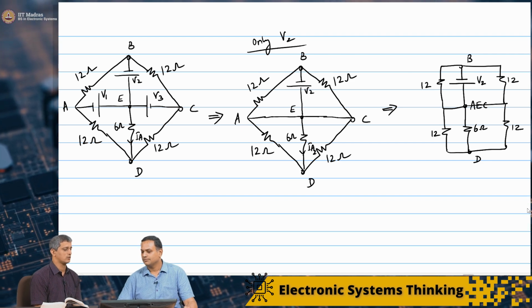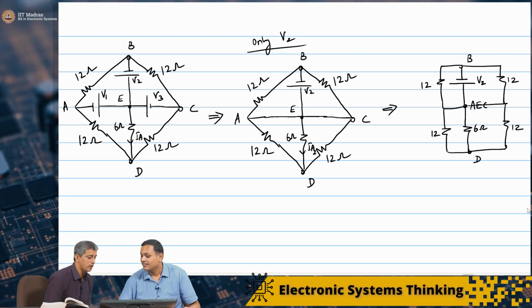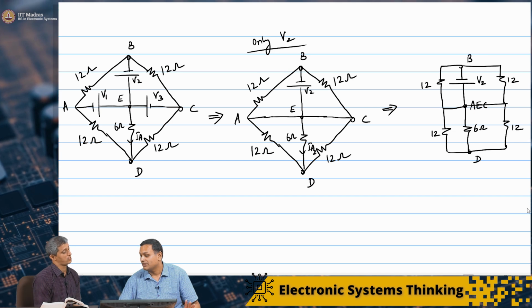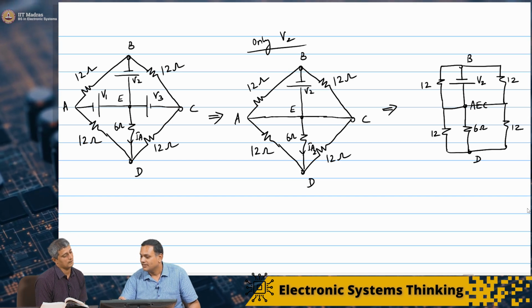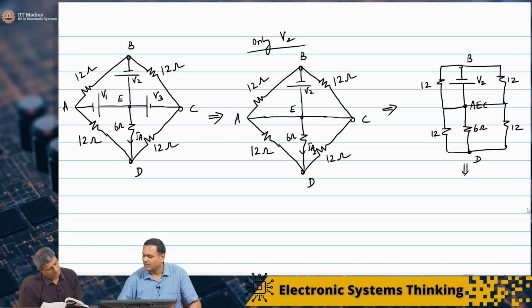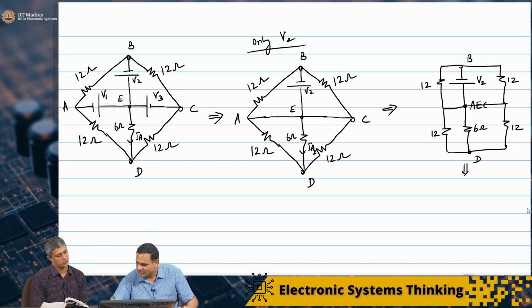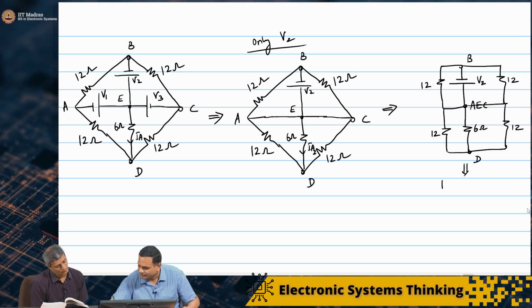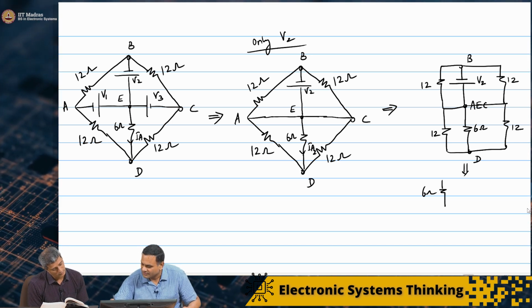So therefore now it is 12 and 12 in parallel. So this is 6 ohms, and 6 ohms on the bottom as well. So now this becomes even more simplified. I basically have 6 ohms.